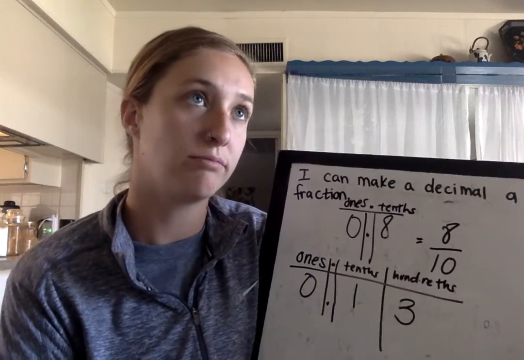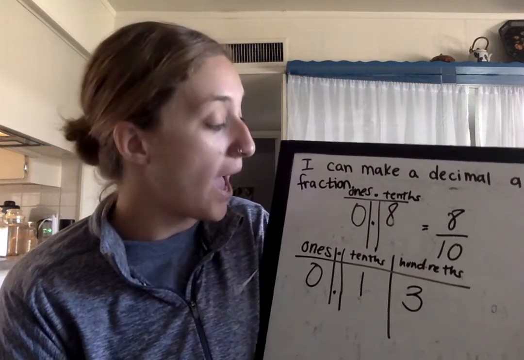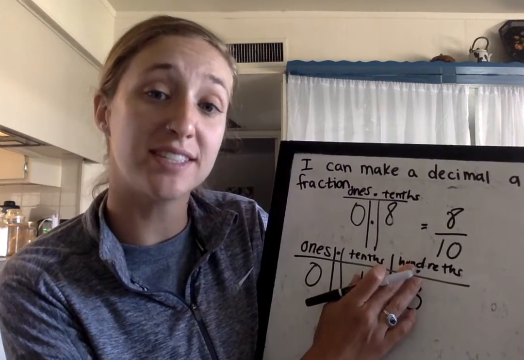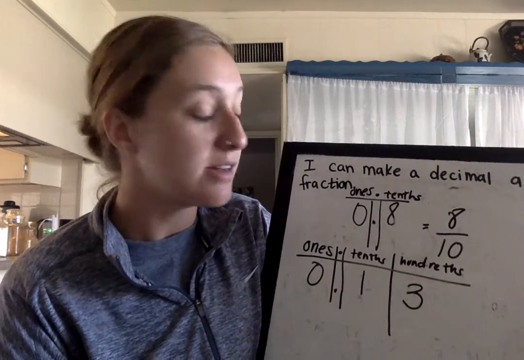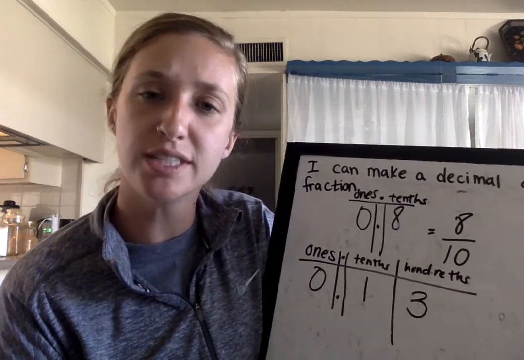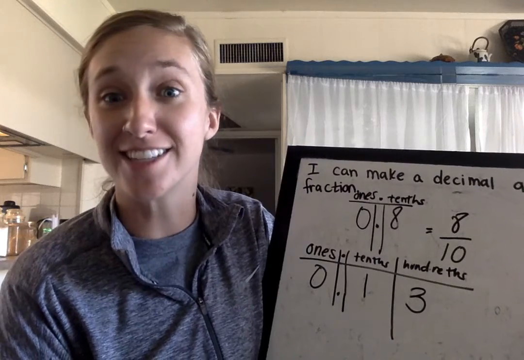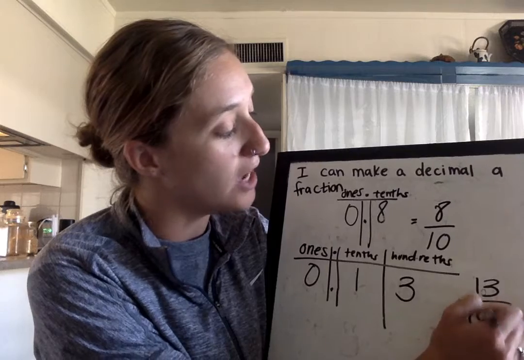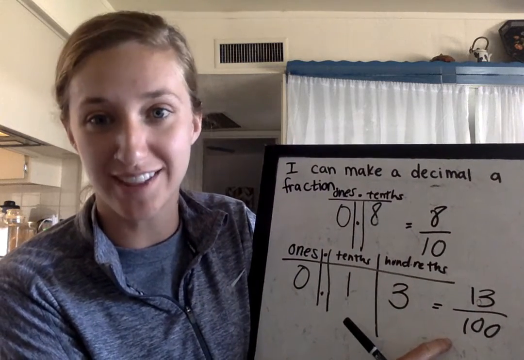0.13. I would say that as 13 hundredths. So one more time, that's 13 hundredths. How would I write that as a fraction? 13 hundredths. Exactly as it sounds. I have 13 of those shaded out of 100 total. That looks like 13 hundredths.